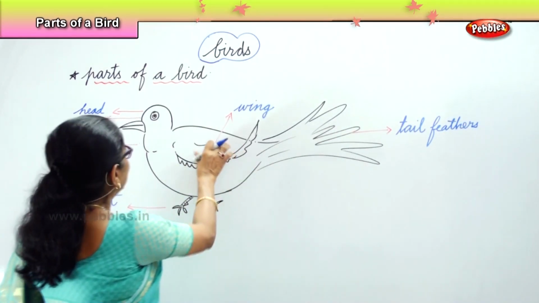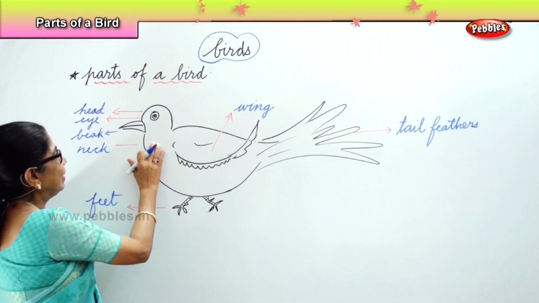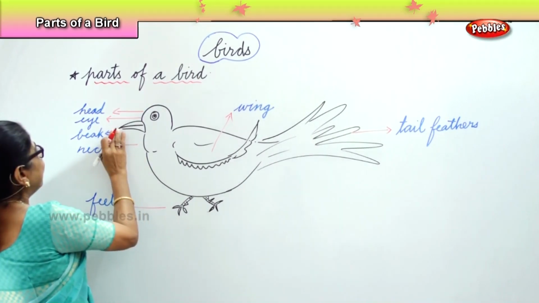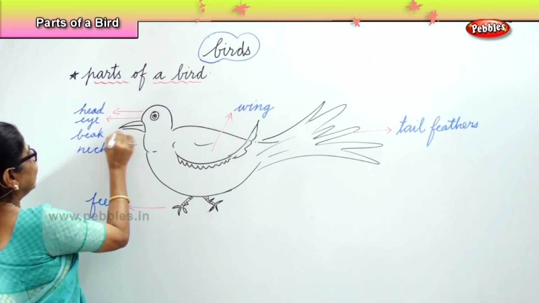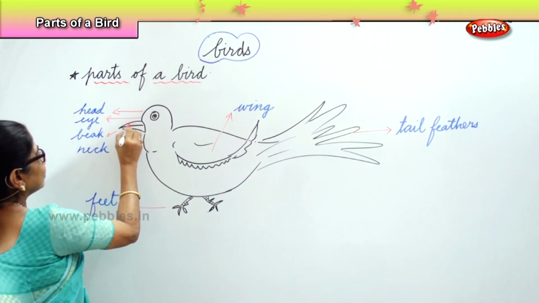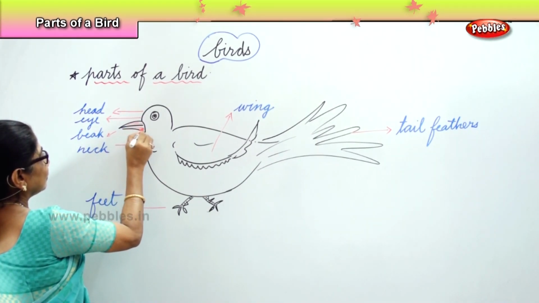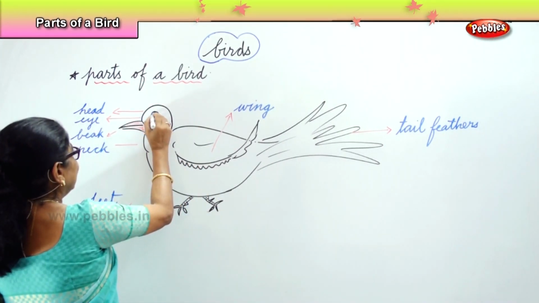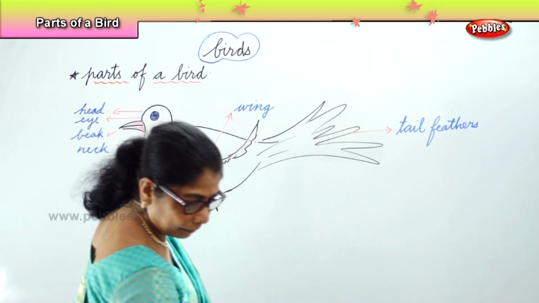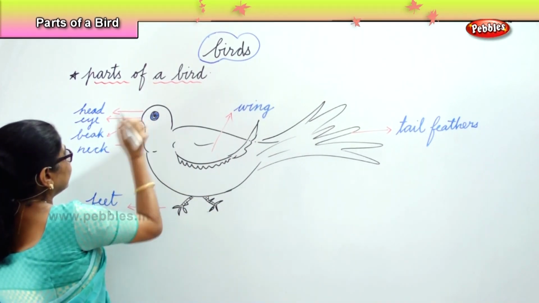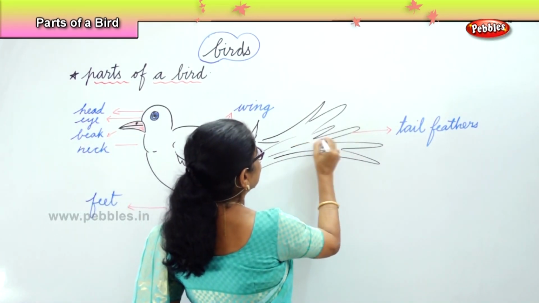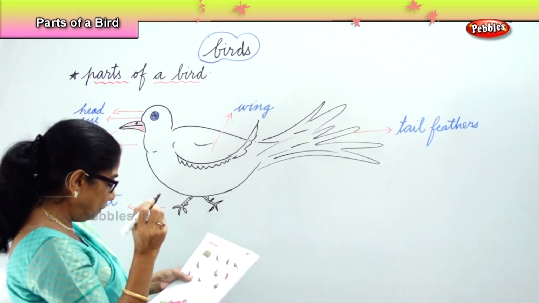Tail feathers, wing feathers, then you have the feet, you have the neck, you have the beak, the lovely little beak it has, and then the beak, the eye, and the head. Okay, lovely little eyes, and the feathers, okay? So we learn to draw the feathers of the bird. We learn to draw the bird itself.